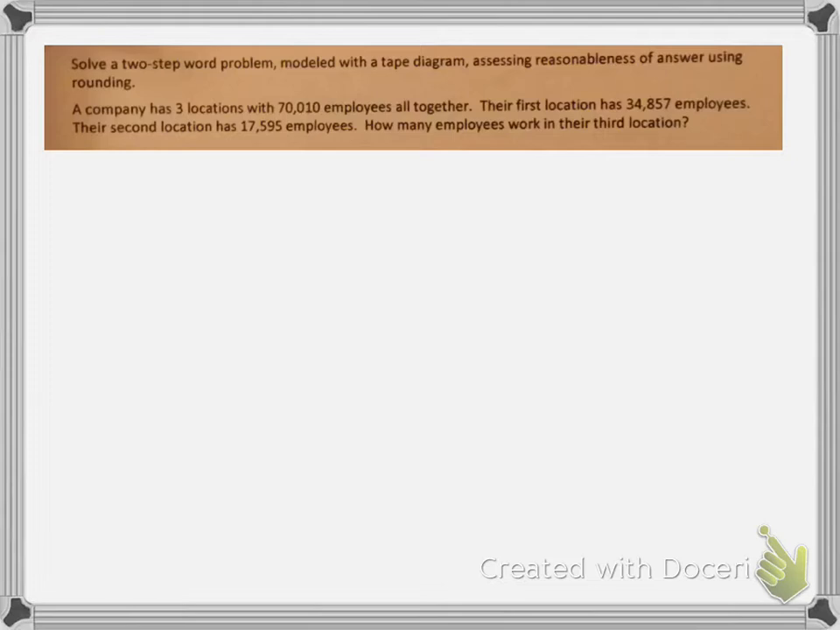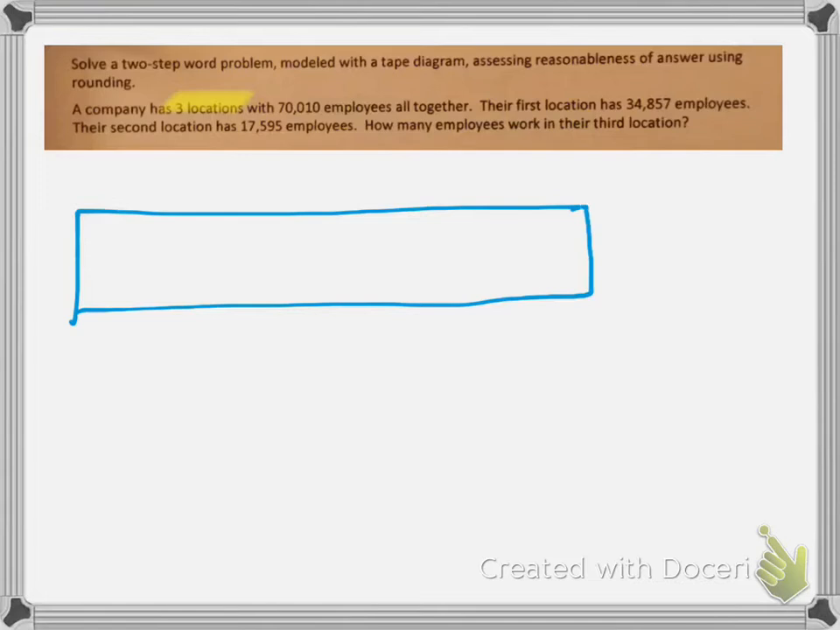All right, so right away, I heard the word 3 locations. So we know in our tape diagram, we're going to have 3 boxes. Okay, we know that there's a total. All together is 70,010 employees. It did give us 2 of the numbers of 2 of their locations.